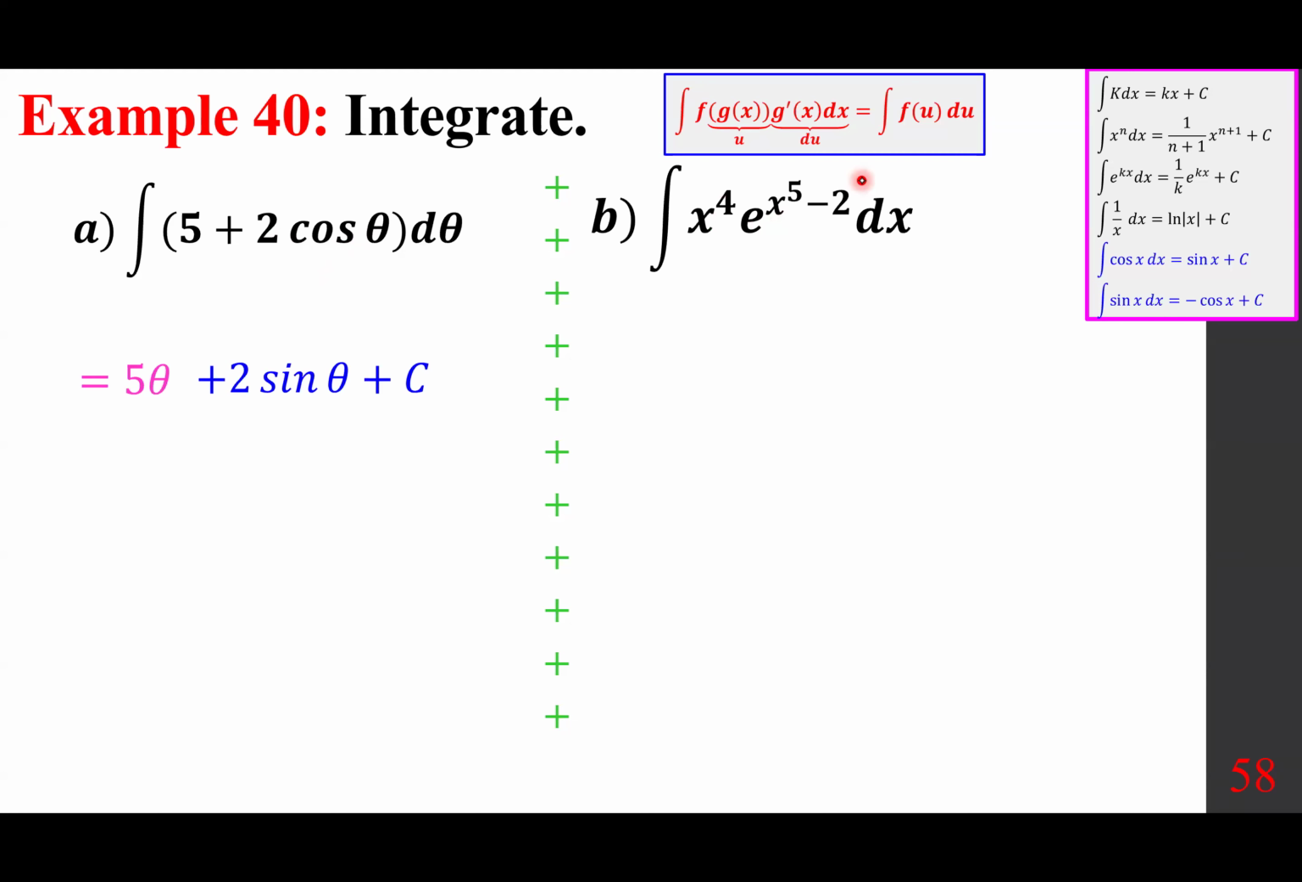The integral of x to the power 4 times e to the power of x to the power of 5 minus 2. Now, anytime you have an exponential in conjunction with x or powers of x, the methodology is to use substitution, and the choice of u is always the exponent. So u is x to the power of 5 minus 2. As you know, the derivative is 5x to the power of 4. Therefore, du is 5x to the power of 4 dx.